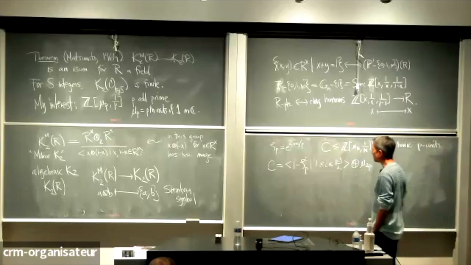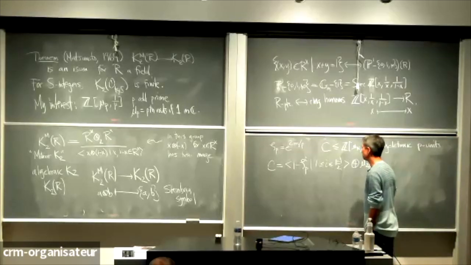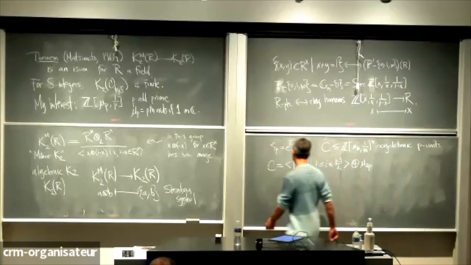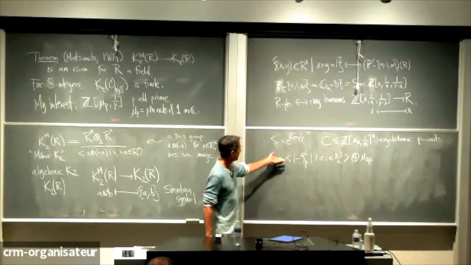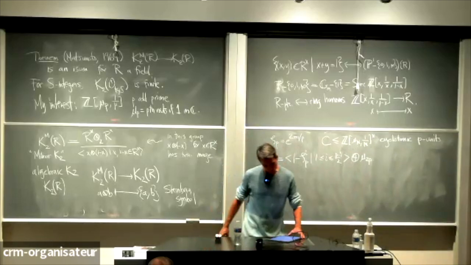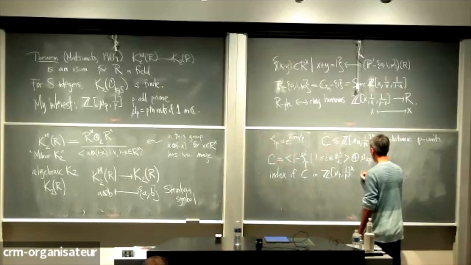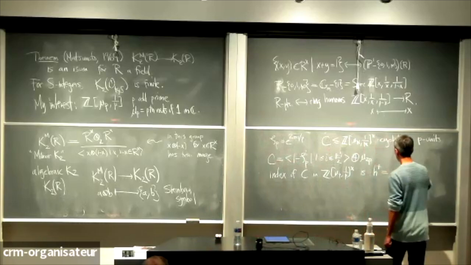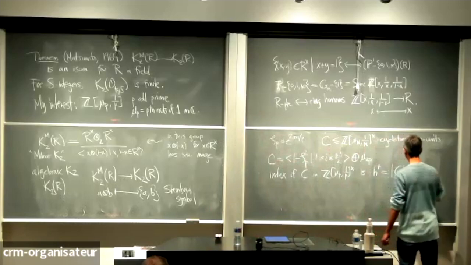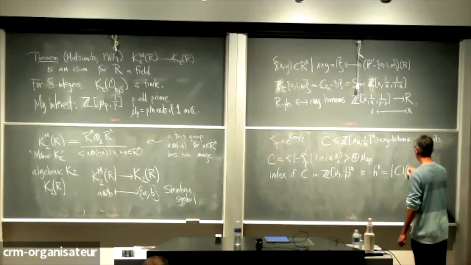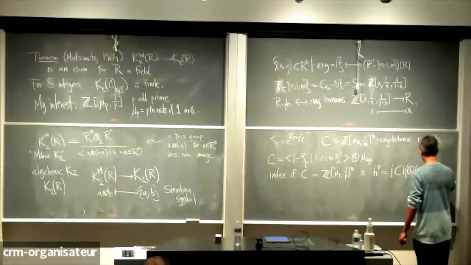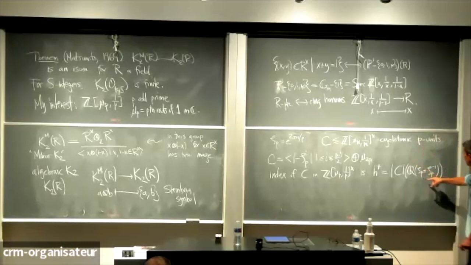Okay, so yeah, so this is the group of cyclotomic p-units. In fact, its index inside the full group is what I'll call h plus. It's the order of the class group of the maximal field of index 2 in Q(μ_p), called the maximal totally real subfield. This is what you get.